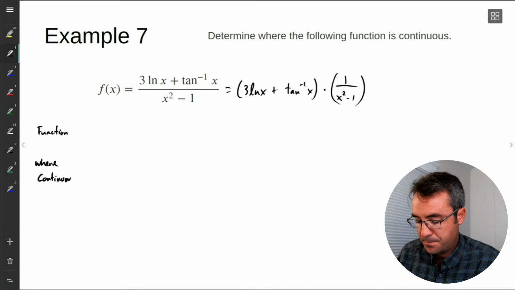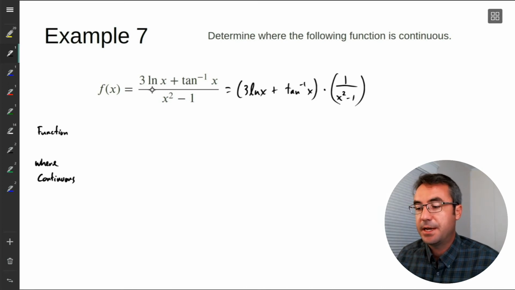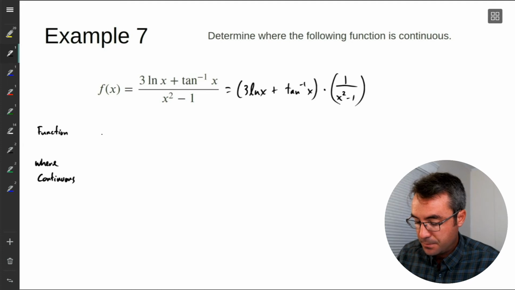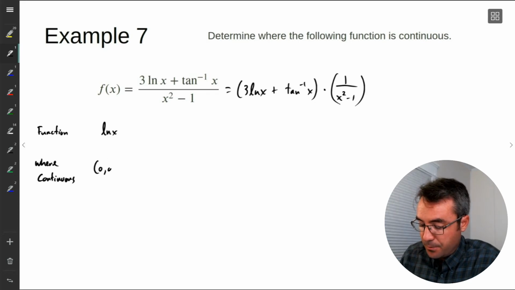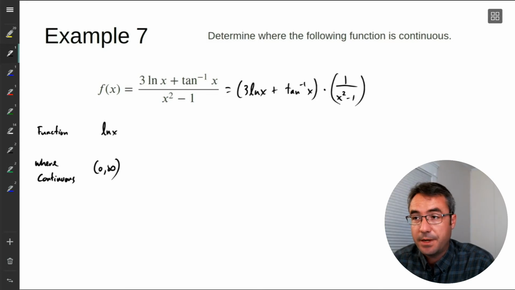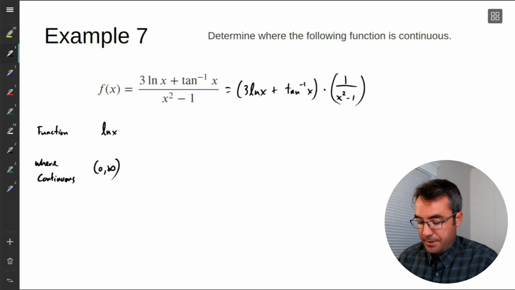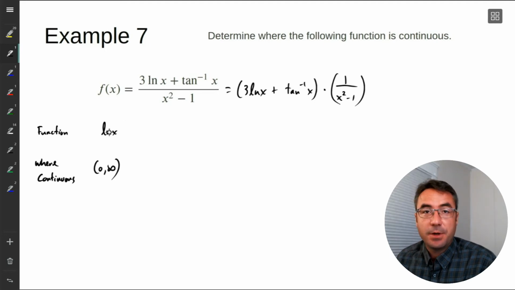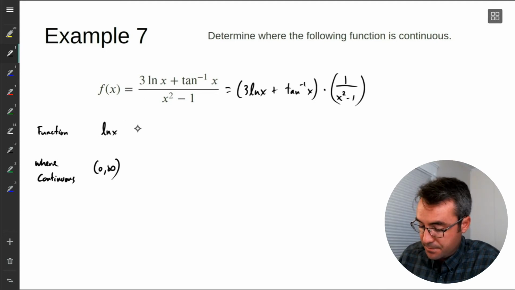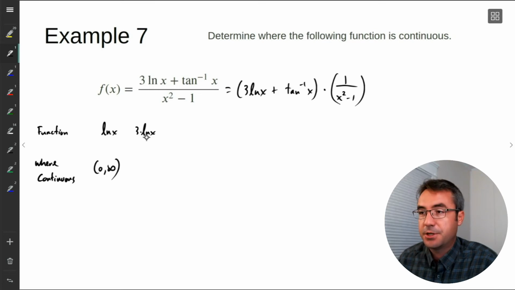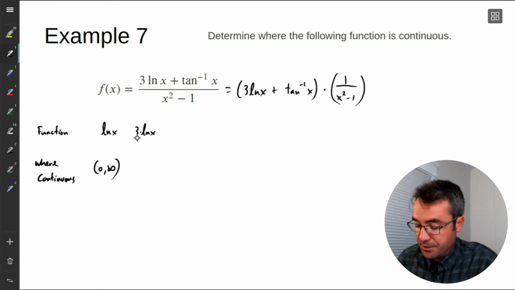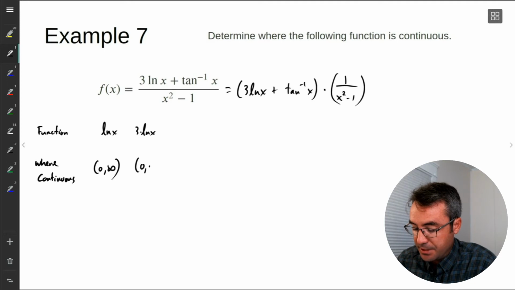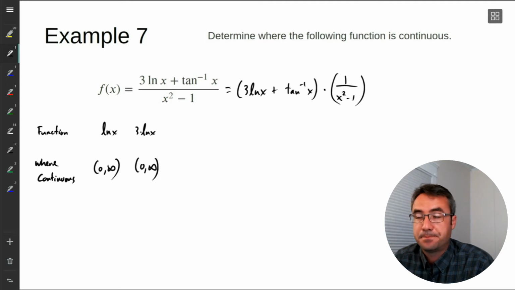All right, so let's start with the natural log x. Where is just the natural log x function continuous? Well, it's continuous on its domain, and its domain is all positive numbers, so the interval from 0 to infinity. Now, if we take that function and multiply it by a constant, in this case 3 times the natural log function, that constant multiplication doesn't change where this new function is continuous. So this new function, 3 ln x, is also going to be continuous on the interval from 0 to infinity.